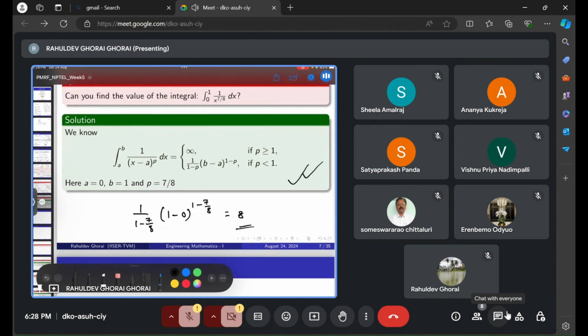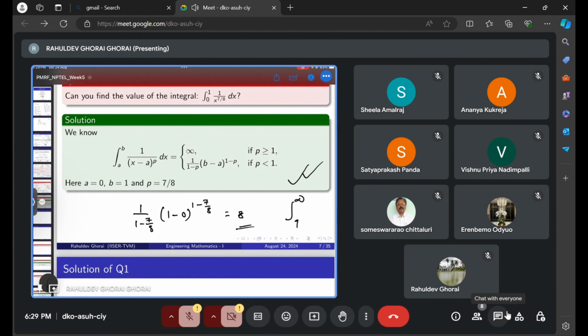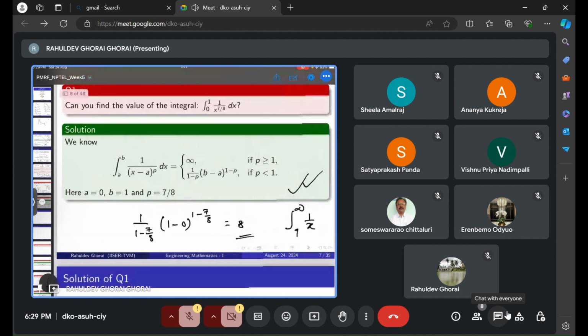You have seen this formula maybe, but you don't need to remember it always. You can find these things out, and you will see that if p is greater than or equal to 1, this one is divergent. You have seen when p equals 1 and a equals 0, that 1 over x was not bounded, meaning it was going to infinity. So if you take 1 to infinity of 1 over x, that was unbounded. Okay.